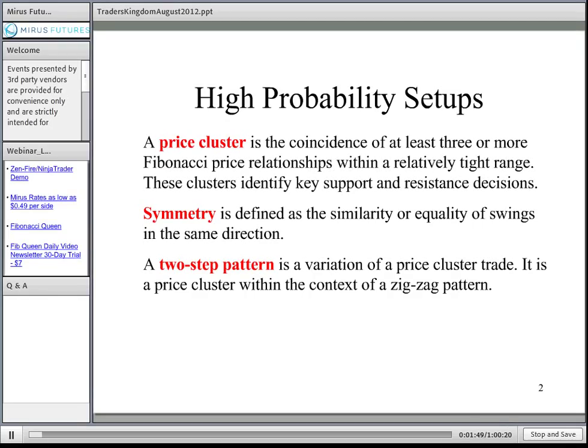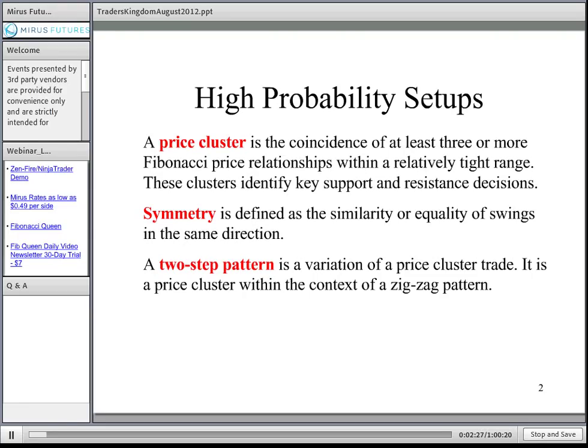The second type of setup that I will show you some examples of today is called a symmetry setup. Symmetry is defined as the similarity or equality of swings in the same direction. It's also called a measured move. For example, let's say we have a nice uptrending market. I'll take the prior declines within that uptrend, project them from the most recent high to look and see if a new swing or correction is similar to one of the prior ones. It works more often than not, so it's something you should definitely watch.